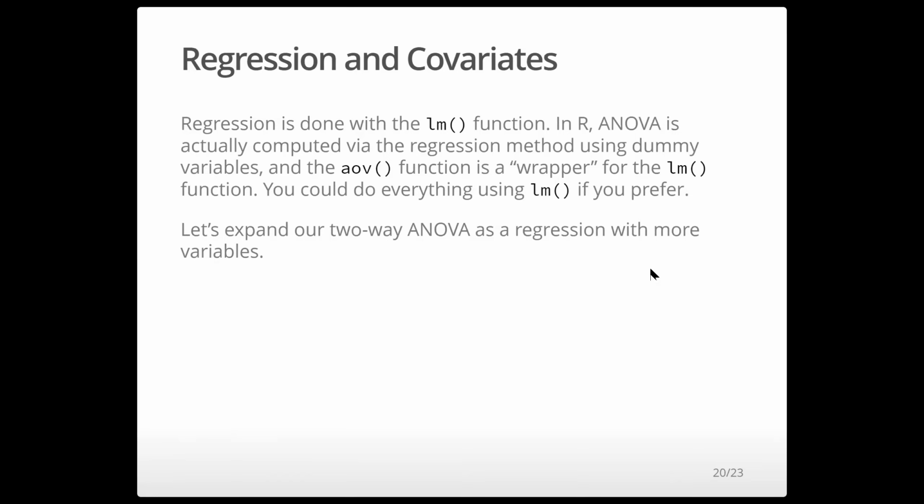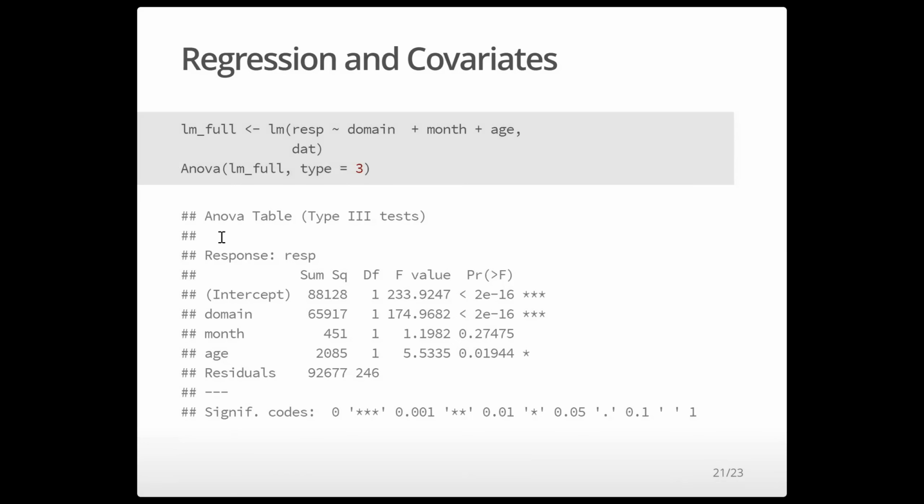So we can use this to expand our two-way ANOVA as a regression with more variables, essentially an ANCOVA. But we can just think of it like a regression here. And so here I use the lm function, and I'm using the two factors that I looked at before, as well as a continuous variable, age. So this gives us a regression result. And once again, we can use the capital A Anova to get the ANOVA table. And here we see age is significant in addition to domain.